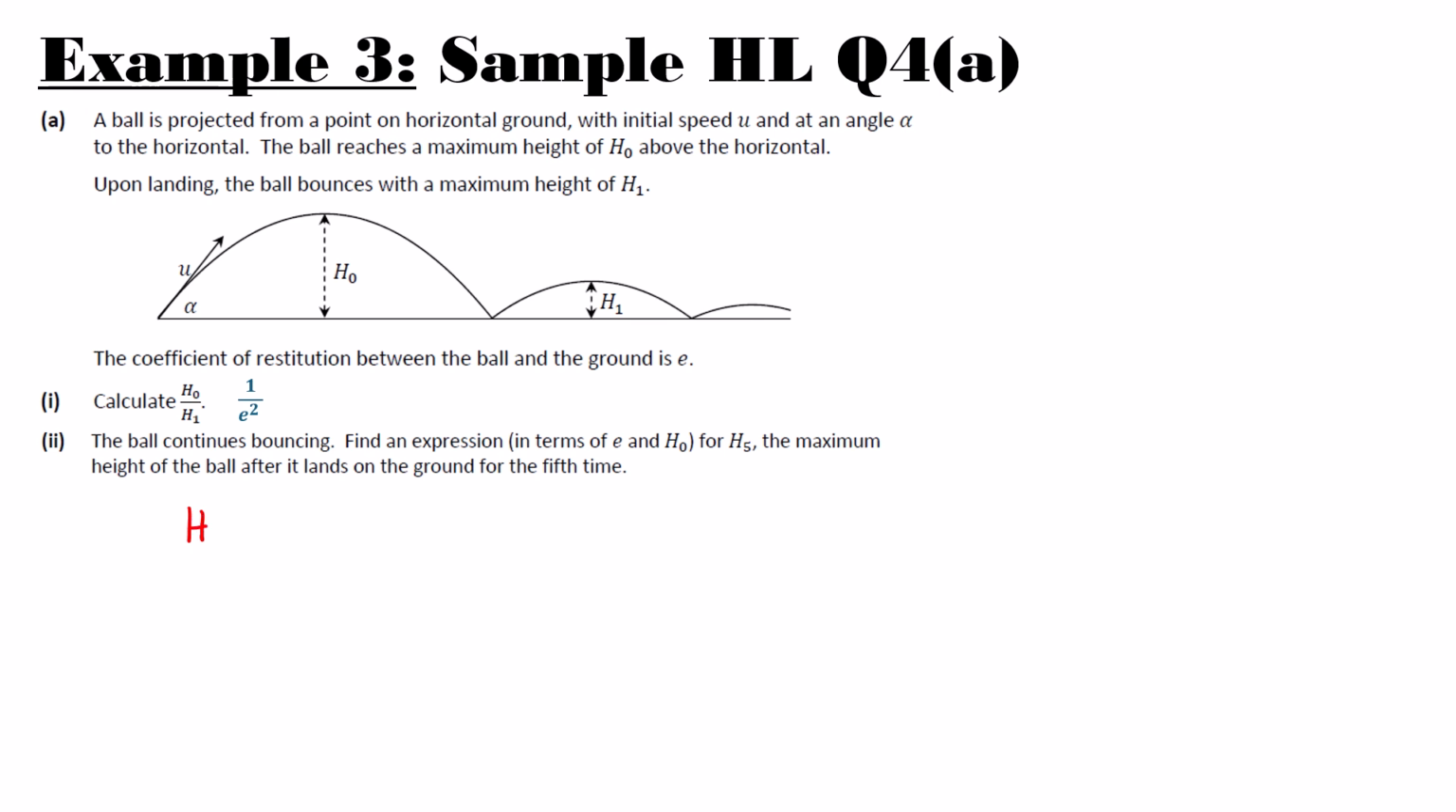So let me just draw this out like a pattern, because it is a pattern, a sequence. And we know that H0 is just H0. We have now already said that H1 is equal to E squared H0. So because the coefficient of restitution is E, the second bounce, the maximum height of it, H1, is the original maximum height times E squared.